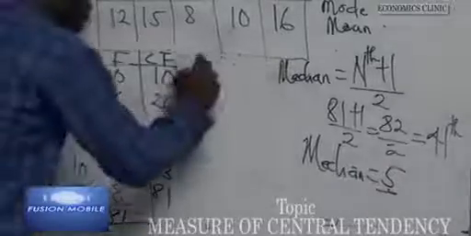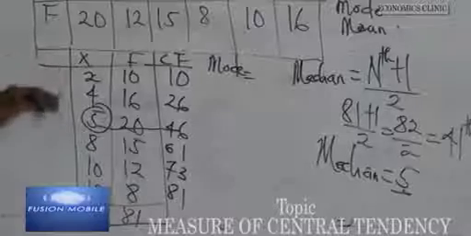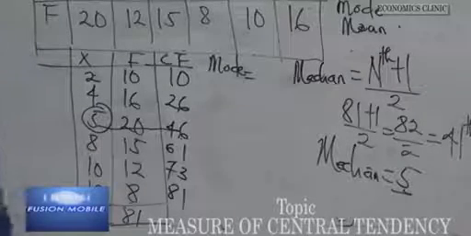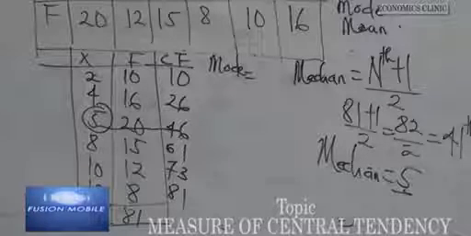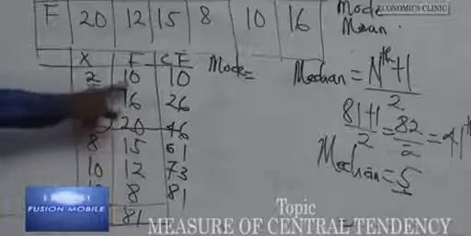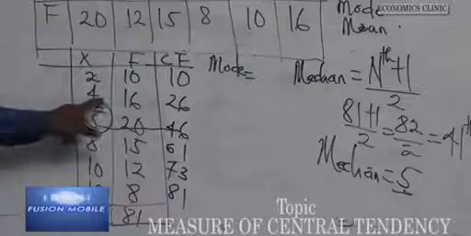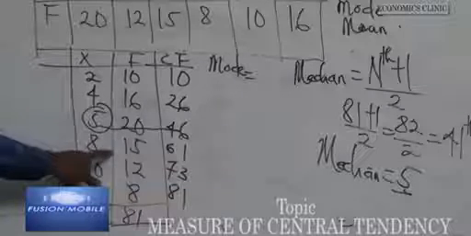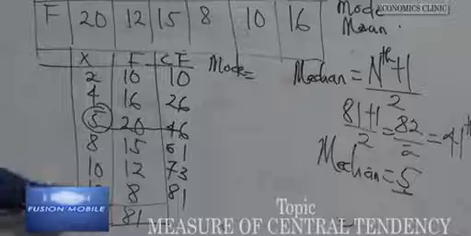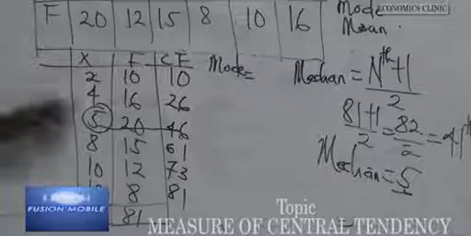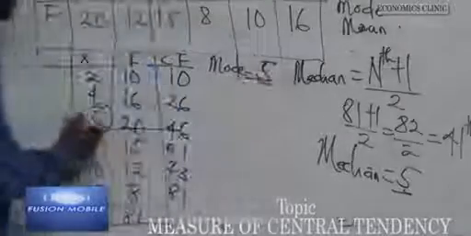To look for mode is very simple. Mode here talks about the value with the highest frequency. The value here with the highest frequency is 5, because 5 appears 20 times, 2 appears 10 times, 4 appears 16 times, 8 appears 15 times, 10 appears 12 times, 12 appears 8 times. So the number with the highest frequency here is 5, because it appears 20 times.